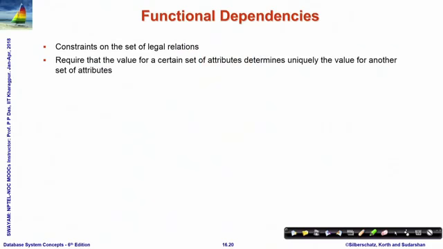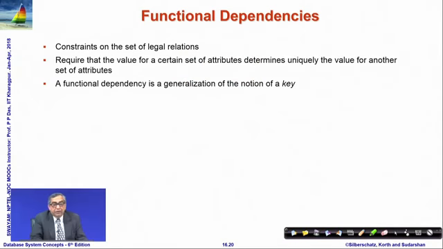So, here we need that the value of a certain set of attributes uniquely determine the value of another set of attributes. So, I know the value of 3 attributes, I should be able to say that values of the other 4 attributes would be fixed. So, you have already seen this notion in terms of key or super key.